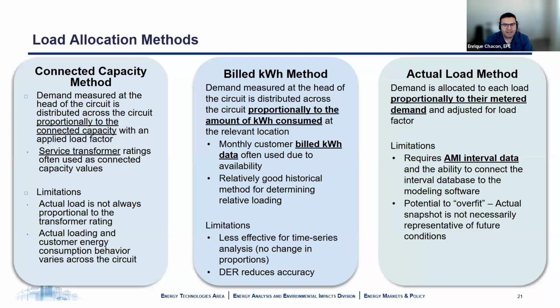This one is allocated proportionally to the meter demand, but it requires a pretty good interval and even pretty good accuracy of AMI data. And for this one, it might actually be too specific, or the term here is overfit. So it's difficult in the sense that, yes, maybe it gives you great information for today, but for the future, it might not be reflective of future conditions. Next slide, please.